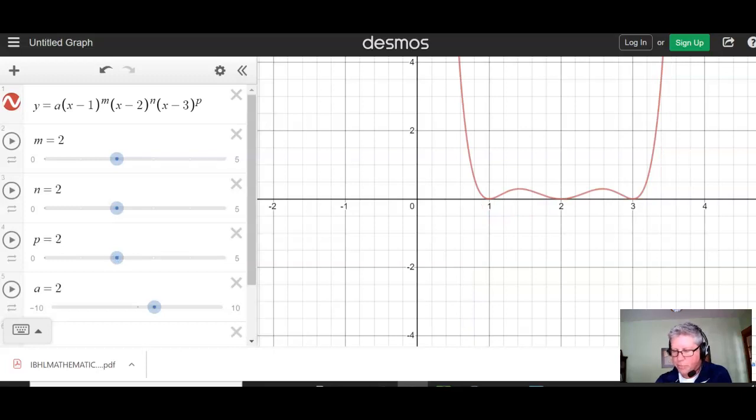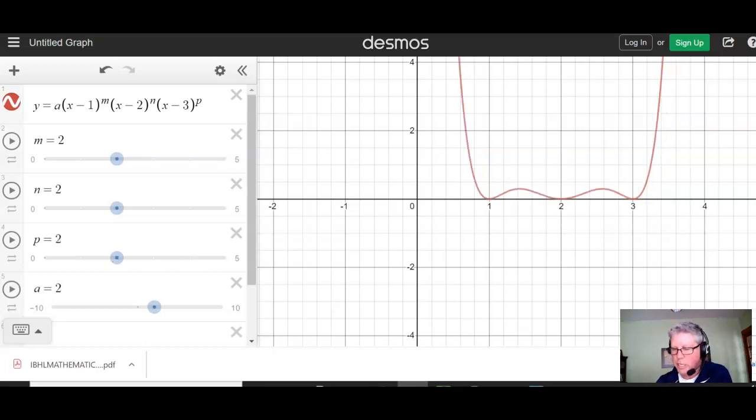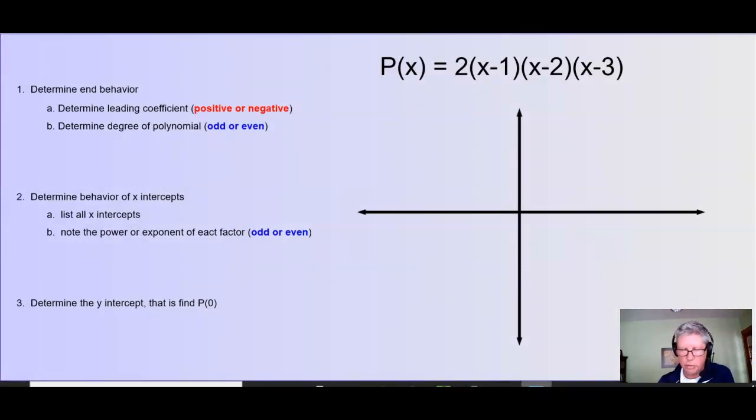They're all even. Got a positive A value. We're going to swoop at all of those. What if we make this one even, but a little higher power? It's going to smush it down just a little bit. Pretty cool. So you can mess around with this. I've included this Desmos for you to mess around with.